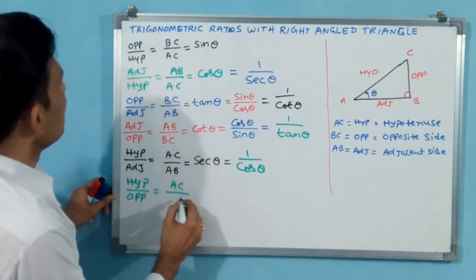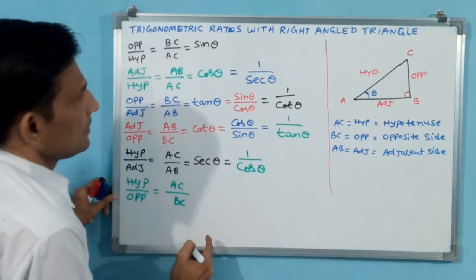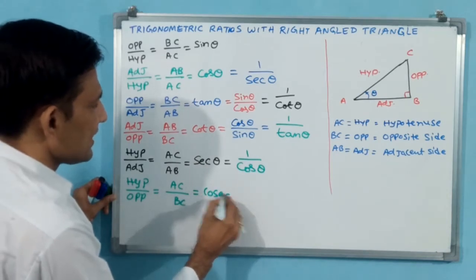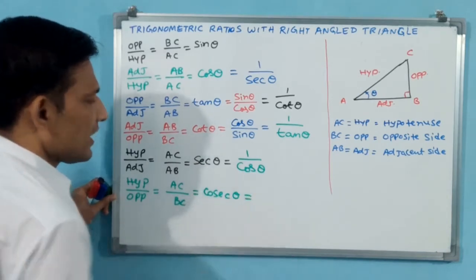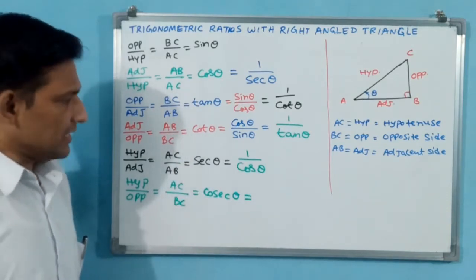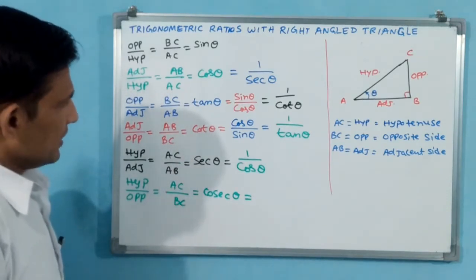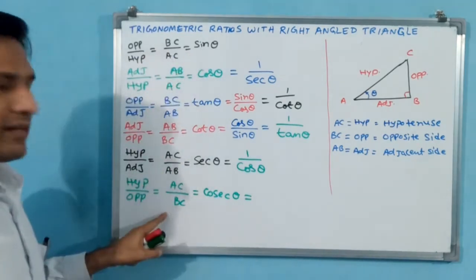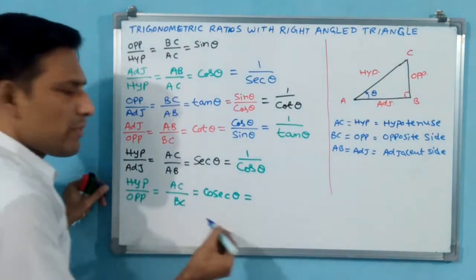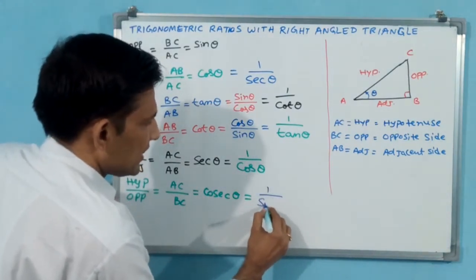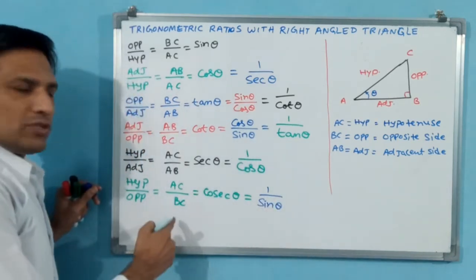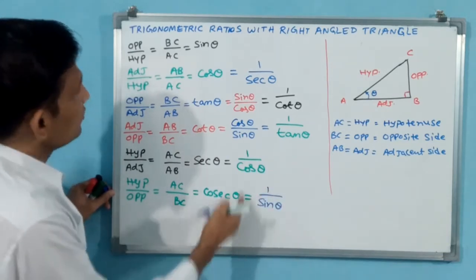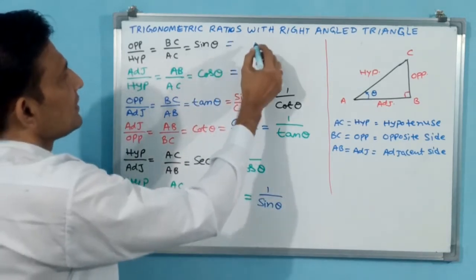Hypotenuse is AC, opposite side is BC. Okay, hypotenuse by opposite side. This is called cosecant theta or cosec theta, you may call. Now, if you observe clearly, AC by BC means this is reversal of sin theta. Then I can write cosecant theta is equal to 1 by sin theta. When you have written cosecant theta as 1 by sin theta, I also can write sin theta as 1 by cosecant theta.